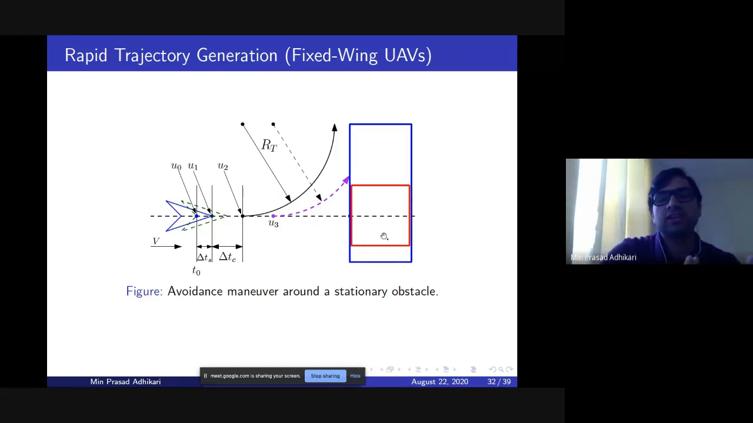If the obstacle is smaller, like this red box, then you may be able to avoid it from U3. But if the obstacle is really large, like a wall, then you want to make sure that you avoid the obstacle and turn around. So this is just a way of doing a small analysis on the required range of horizon and things like that. This is for the stationary obstacle.